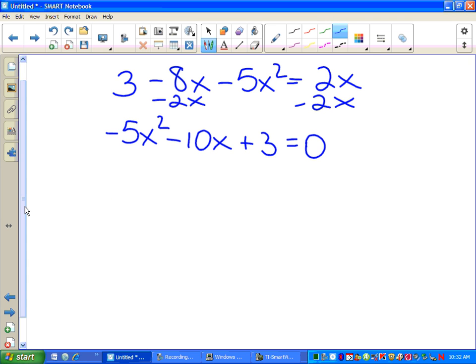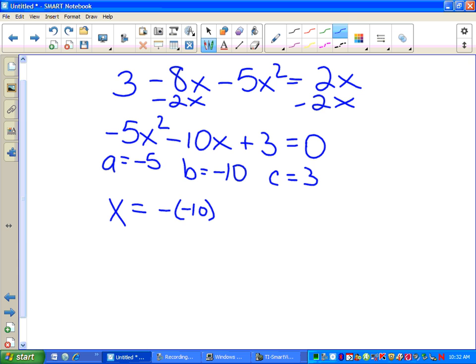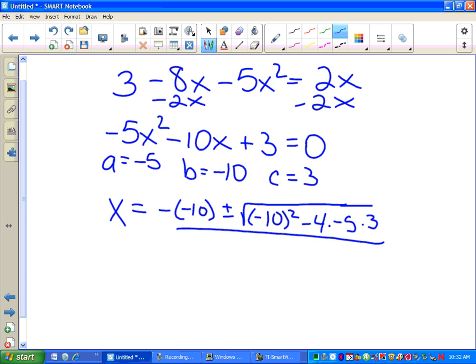Okay, here we go. X equals, first of all, what is A? A is negative 5. B is negative 10. Got to be careful when B is negative. And C is 3. Here we go. X equals a negative B. So we have a negative 10. That's going to turn to positive, isn't it? We'll do that in a minute. Plus or minus the square root of negative 10 squared. Those parentheses are very important. Minus 4 times A, which is negative 5, times C, which is 3, all over 2 times A, which was negative 5.